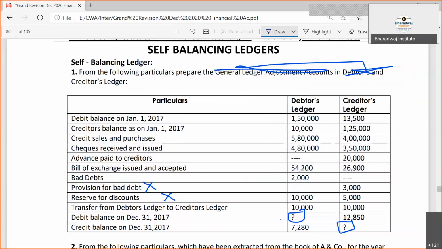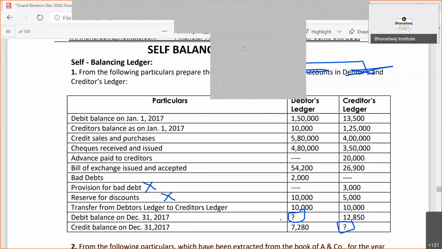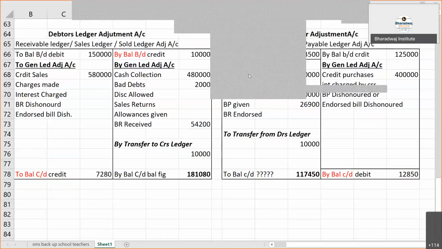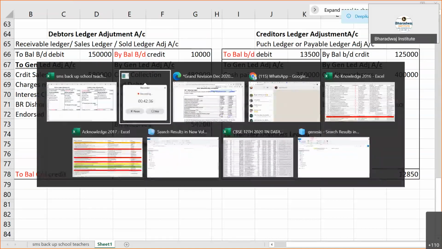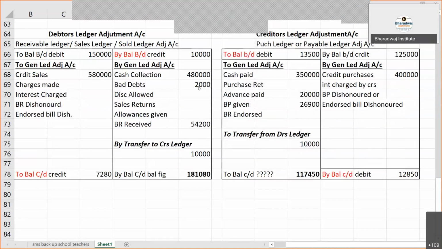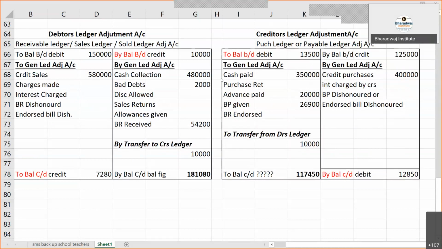Okay, so try to solve this. 5 minutes of time, don't take 10 minutes, just 5 minutes of time, just finish. Don't take much of a break, just 5 minutes of break, then we'll begin with accounting standards.